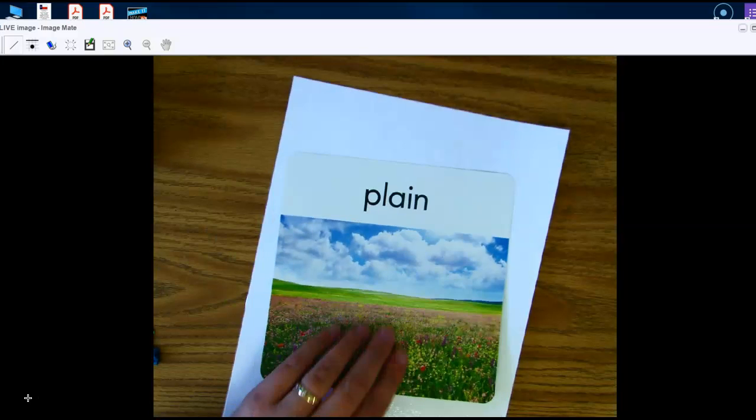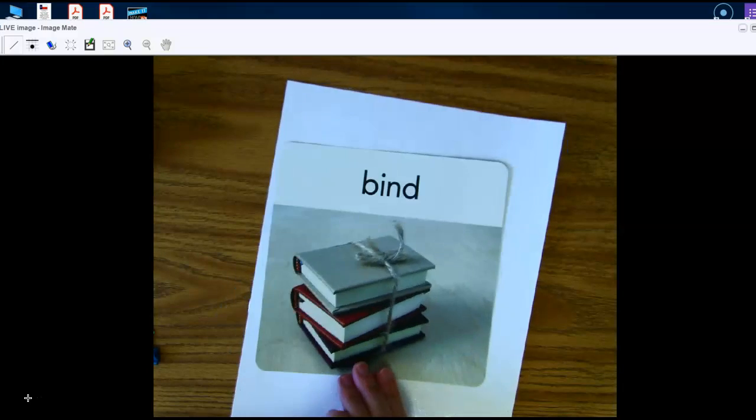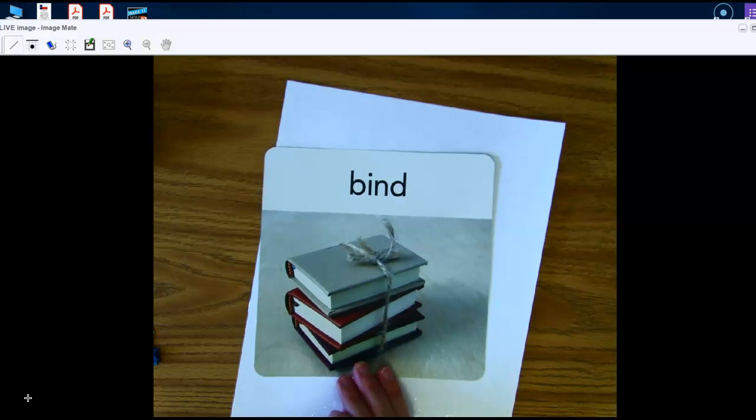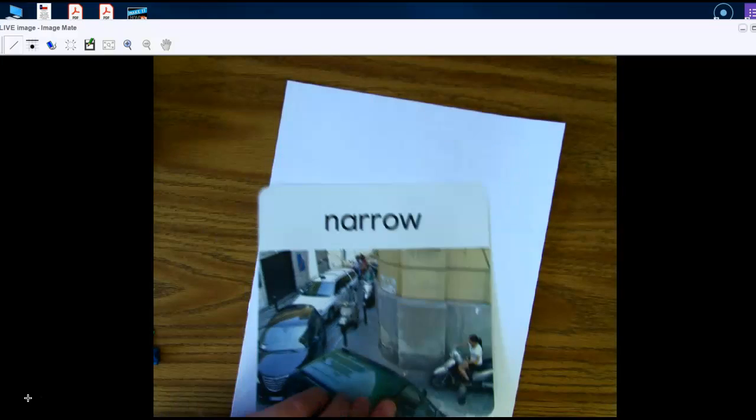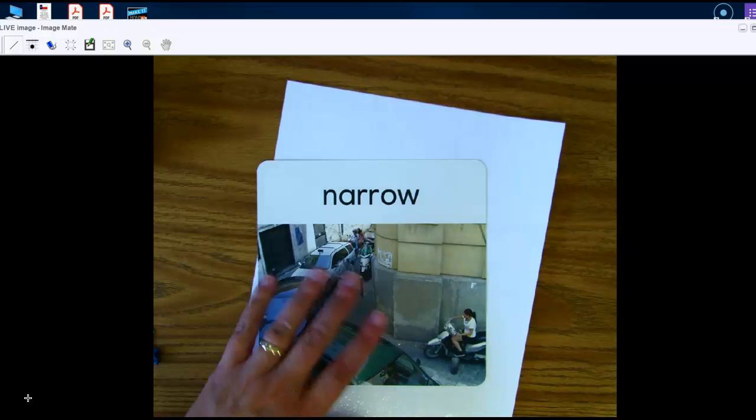Plane. This isn't like a plain donut that doesn't have anything on it. But this plane is a flat piece of land without any trees. It's not about a plane that flies. Bind. When you bind something, you tie it up. So we'll bind these books together. Narrow. Something's narrow. It's thin and has little space. This is a very narrow street.